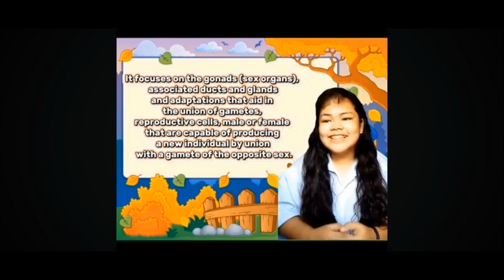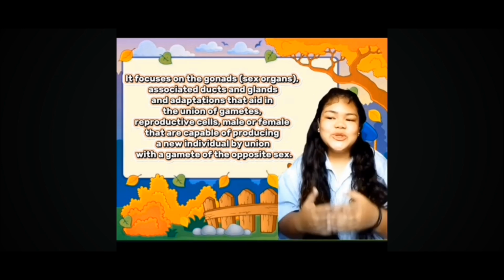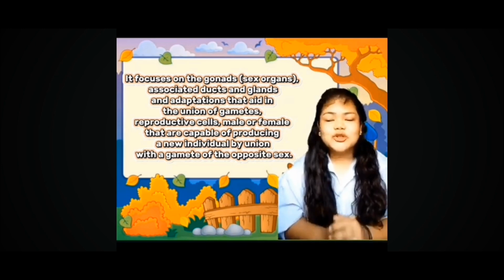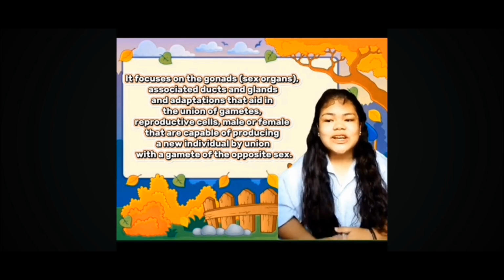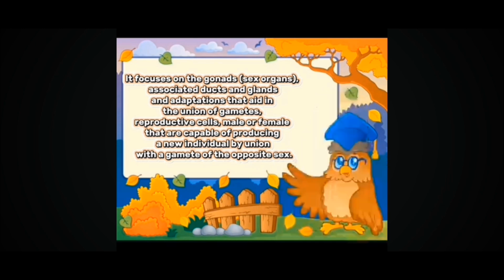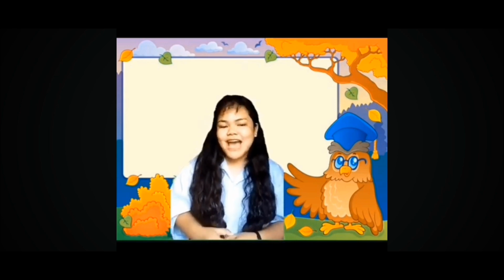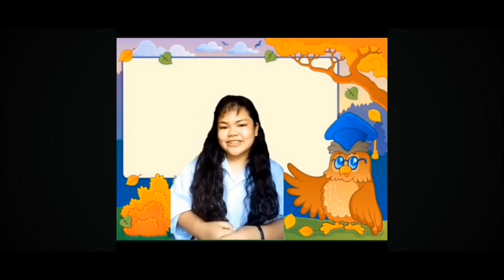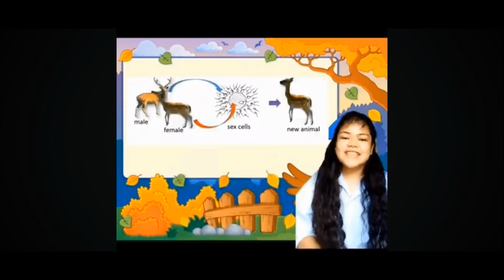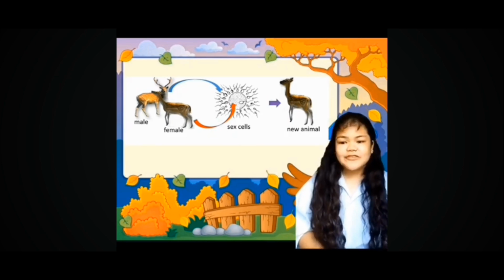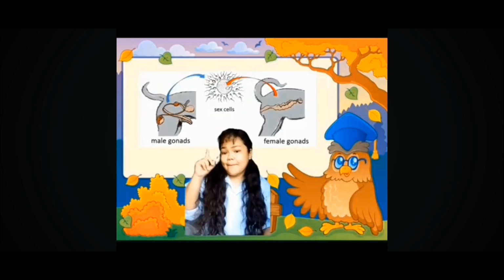Animal reproduction focuses on the gonads, associated ducts and glands, and adaptations that aid in the union of gametes, reproductive cells, male or female, that are capable of producing a new individual by union with the gametes of the opposite sex. Okay class, let's start our discussion properly. So animals have two modes of reproduction, sexual reproduction and asexual reproduction. First, sexual reproduction. Sexual reproduction takes place when sex cells from male and female animals unite to form a new animal.